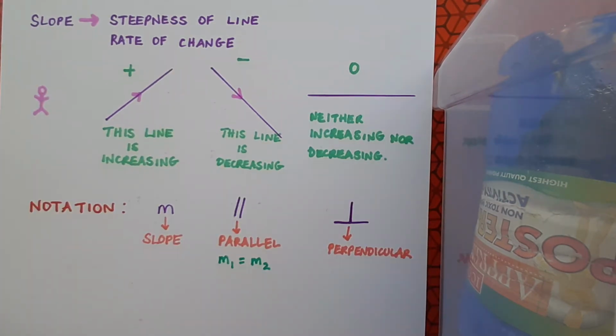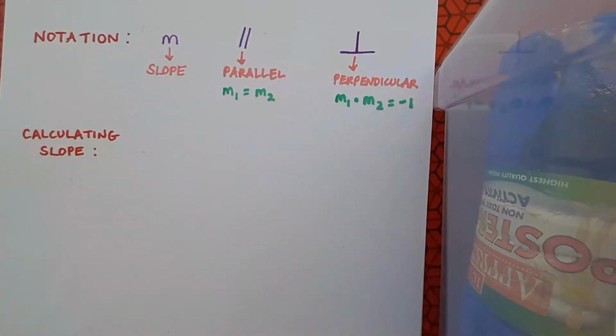If two lines are parallel, their slopes are equal. So the slope of the first line would equal the slope of the second line. If two lines are perpendicular, the product of their slopes is -1.